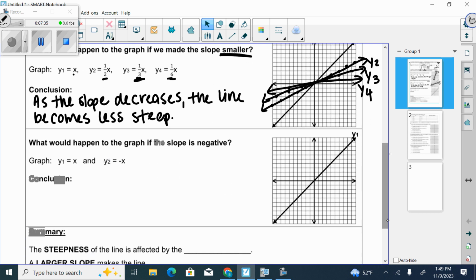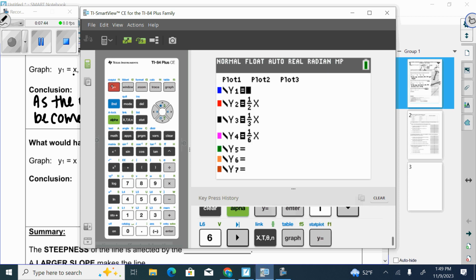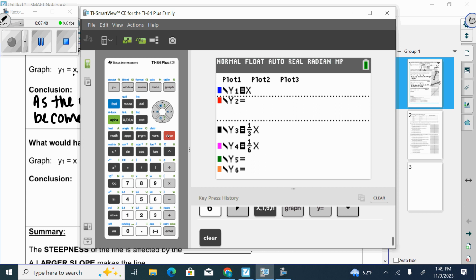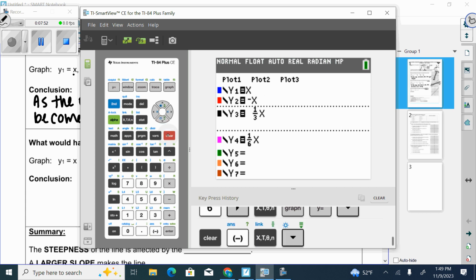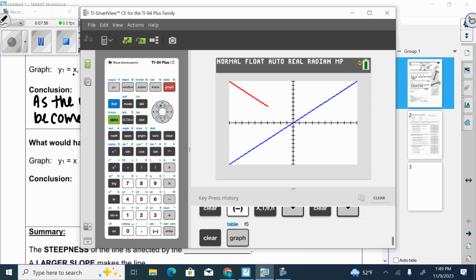All right, and then finally, this one says, what would happen to your graph if the slope becomes negative? And they tell us to, in our graphing calculator, in y1, leave the parent function, and in y2, we should graph y equals -x. I'm going to clear out what I have in y3 and y4 and graph that. So again, the blue line is our parent function. The red line is y equals -x.